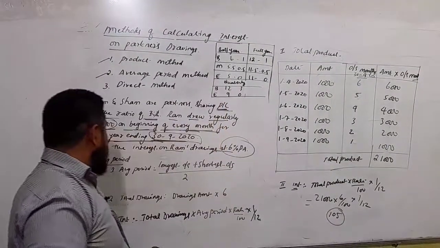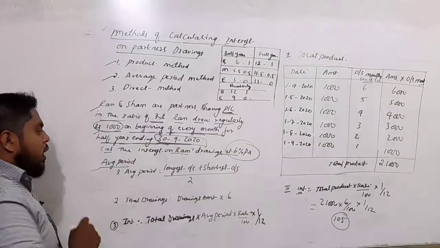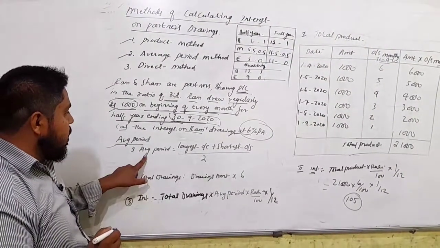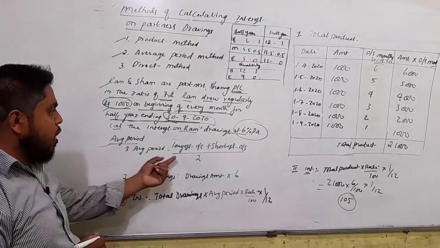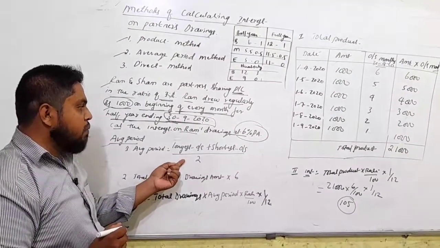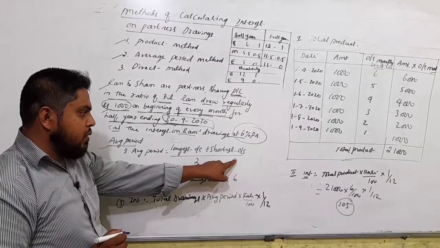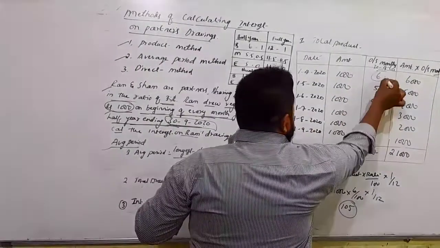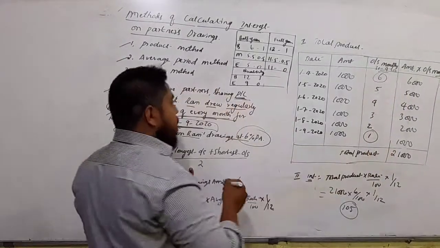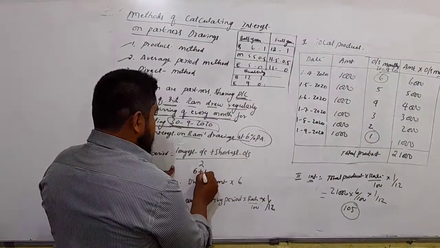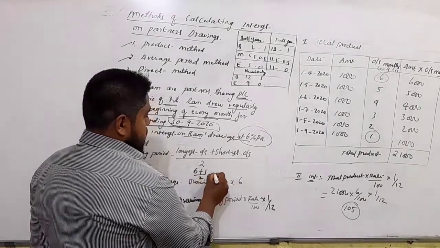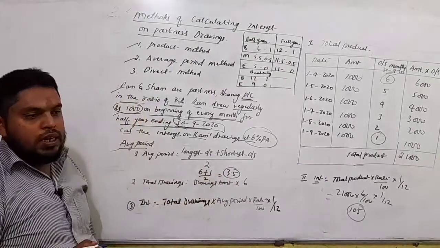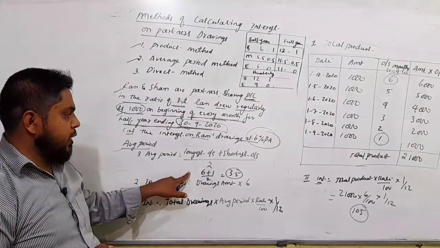Now the same problem under the average period method. Under the average period method, first you have to find out the average period. The formula is longest outstanding months plus shortest outstanding months divided by 2. So longest is 6, shortest is 1. Now 6 plus 1 divided by 2, so total 7 divided by 2 is 3.5. So this is the average period.